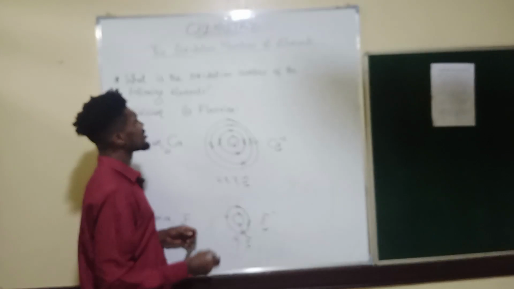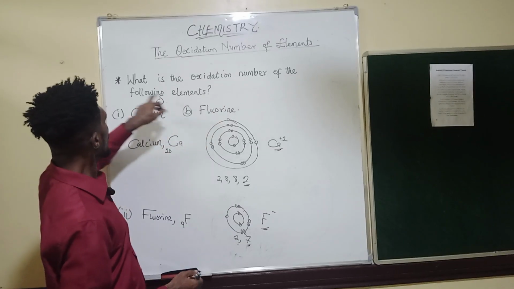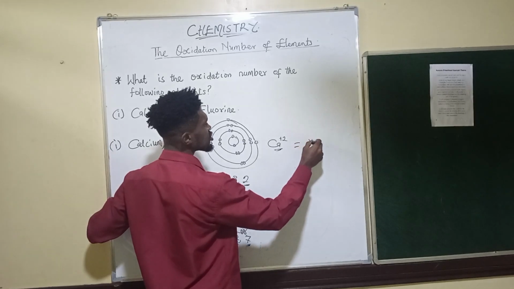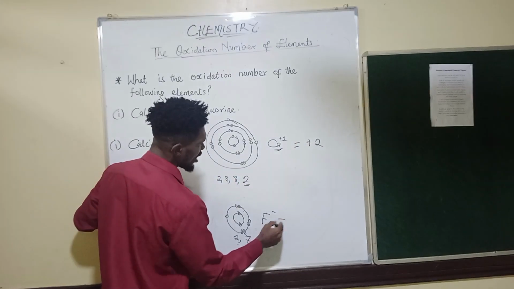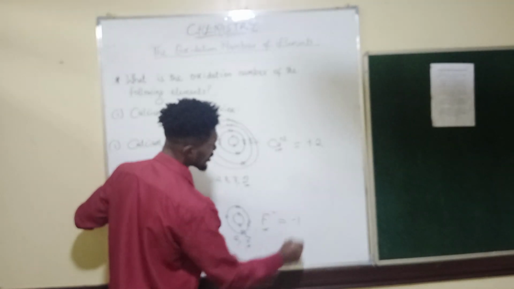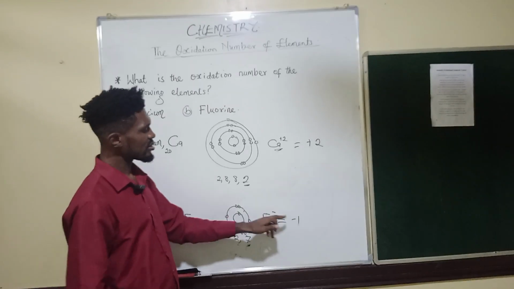So this is the answer. The oxidation number of calcium is what? Plus 2, as we have here. And the oxidation number of fluorine is what? Minus 1. This minus there is minus 1.